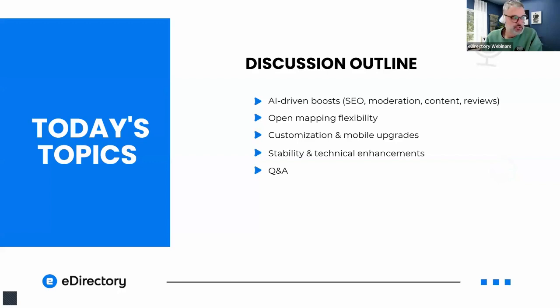We just want to show you guys what we have been working on in this new version of eDirectory. So today's topics will include the AI-driven assists that will boost your SEO, content moderation, and reviews. Open mapping flexibility. I will show you what this means. Customization and mobile upgrades. If you are using the eDirectory app, this will be a good new implement for you. And other fixes for better stability and technical enhancements. And in the end, we can answer your questions, okay?